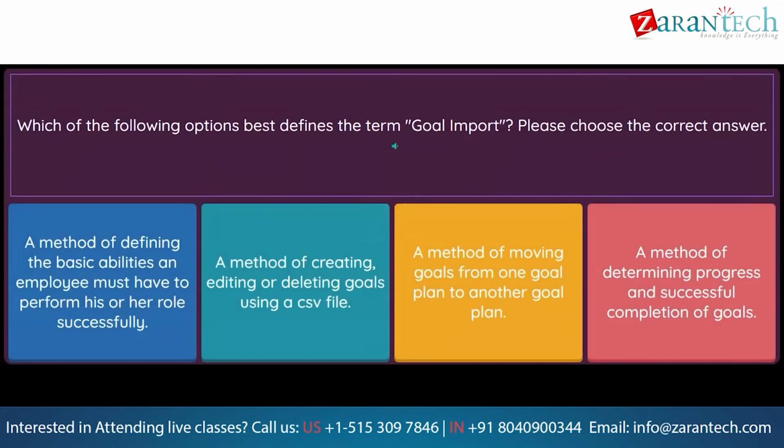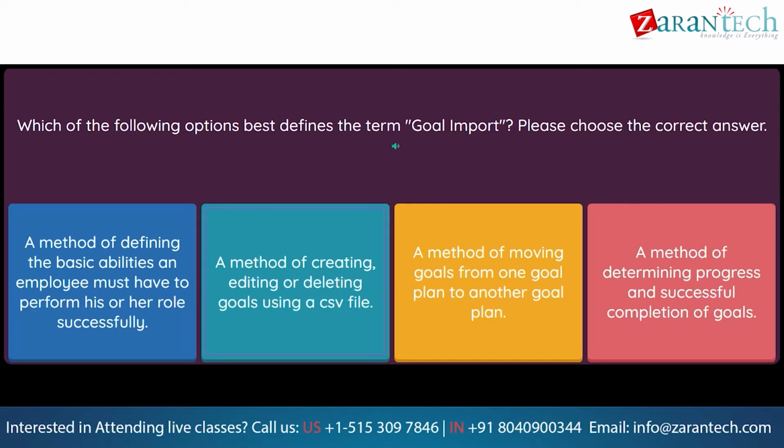Question: which of the following options best defines the term goal import? Please choose the correct answer. Option 1: a method of defining the basic abilities an employee must have to perform his or her role successfully. Option 2: a method of creating, editing, or deleting goals using a CSV file. Option 3: a method of moving goals from one goal plan to another goal plan. Option 4: a method of determining progress and successful completion of goals.